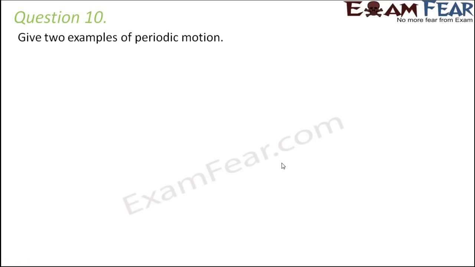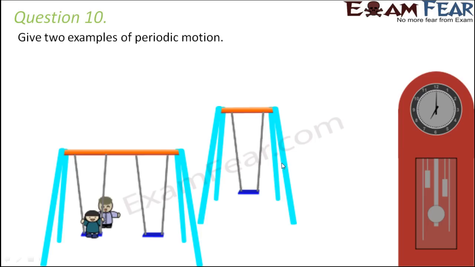Question number 10. Give two examples of periodic motion. Periodic motion is something which repeats itself in periodic intervals of time. One good example would be the pendulum of the clock, which keeps moving in periodic intervals. Another example could be the swing in the children's play area. The swing is another good example of periodic motion.